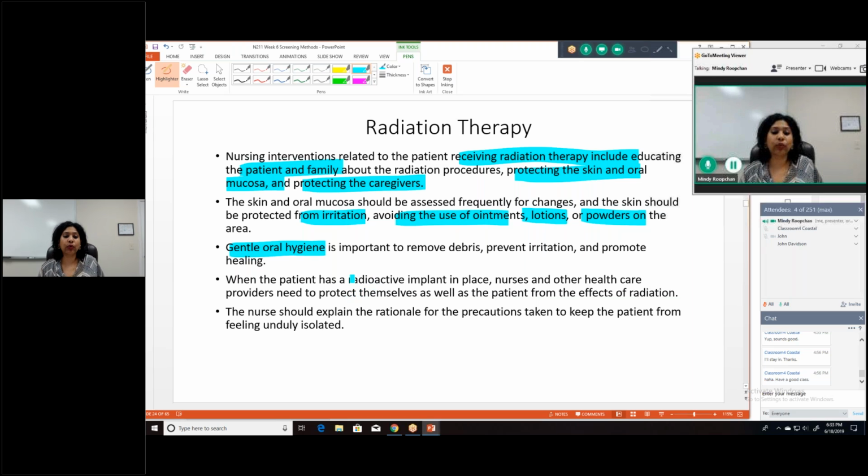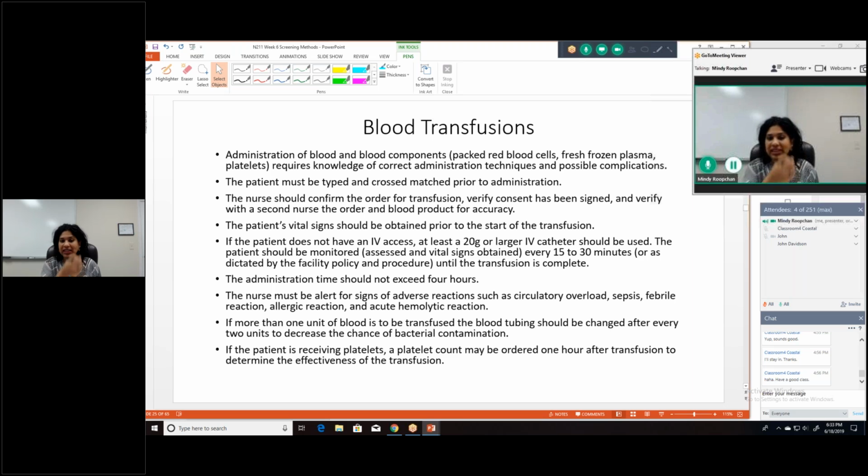When the patient has a radioactive implant in place, the nurse needs to know about it, and they need to make sure that they protect themselves and other healthcare providers that are going into the room, like a nursing assistant, for example, that may not know. So nurses should explain the rationale for precautions to keep that patient from feeling that they are isolated. They are, but you don't want them to feel as though they're isolated, right? So we have to make sure they understand why their loved one has to be dressed that way, or why they can't be in the room for a long period of time.